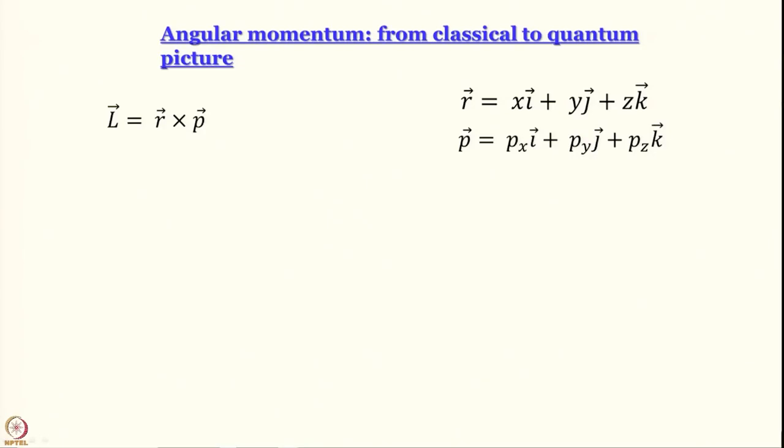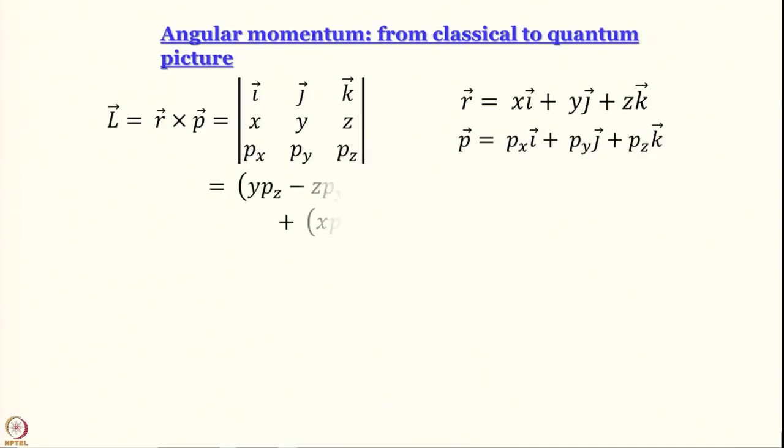Okay. Now, when you take a cross product, then what happens? You can write it as a determinant, i j k in the first row, x y z as the second row, and px, py, pz as the third row. Okay. What is the consequence? You get something like this. i multiplied by ypz minus zpy. j multiplied by zpx minus xpz. Well, there is a minus sign before that. k multiplied by xpy minus ypx. Remember, px, py, pz, these are operators. In fact, x, y, z are also operators.